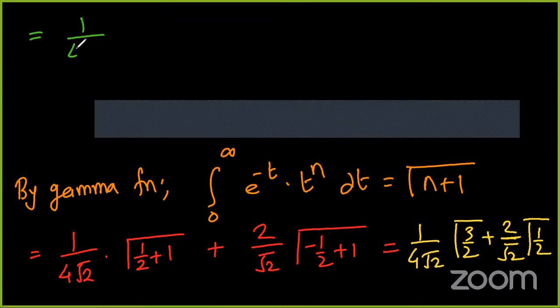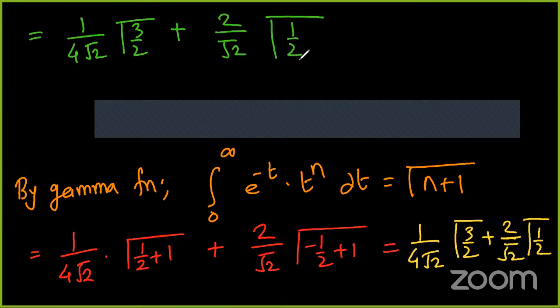So it's 1 upon 4 root 2 gamma of 3 by 2, 2 by root 2, now gamma of 1 by 2. Okay, now let's solve this. There is one logic, there is one concept behind it.